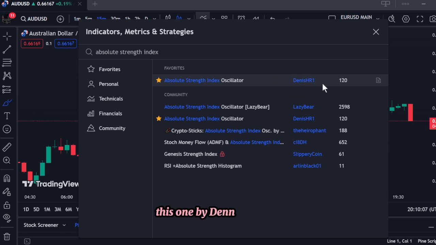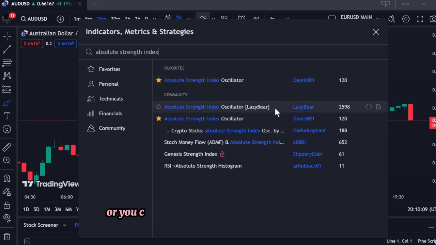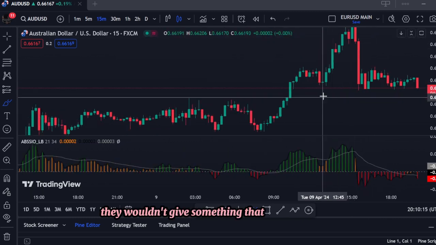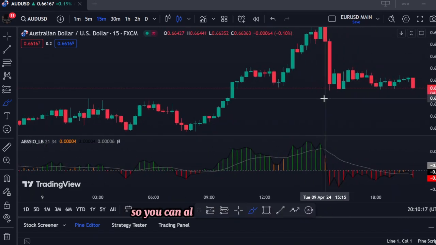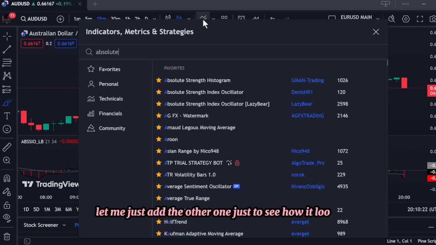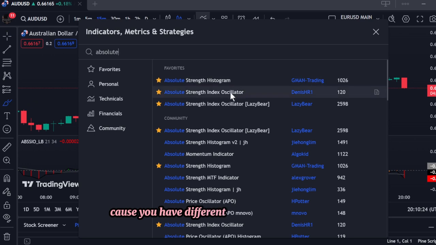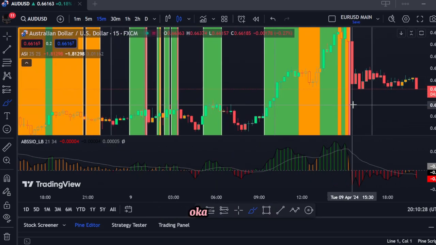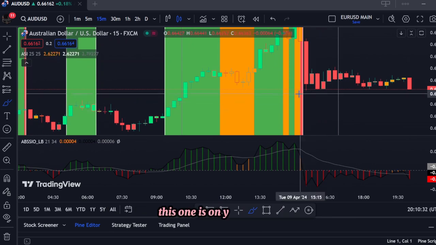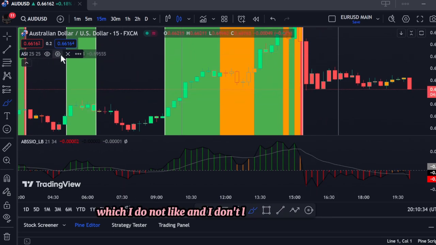This one by Dennis HR1, or you can select the absolute strength index by Lazy Bear. I think Lazy Bear have been putting out great indicators. They wouldn't give something that is not accurate, so you can also use the one by Lazy Bear. Let me just add the other one just to see how it looks, because you have to get the right feel. Okay, I think I like the one by Lazy Bear better than this one. This one is on your screen, which I do not like, and I don't even like the presentation.